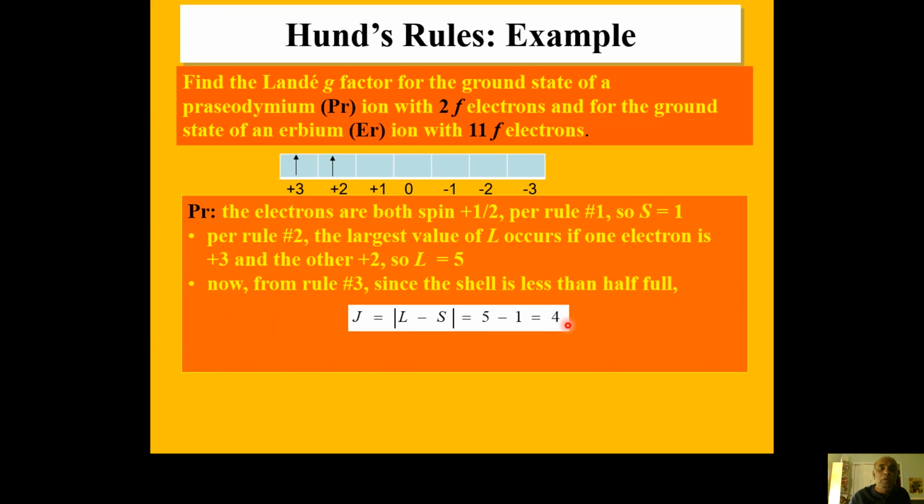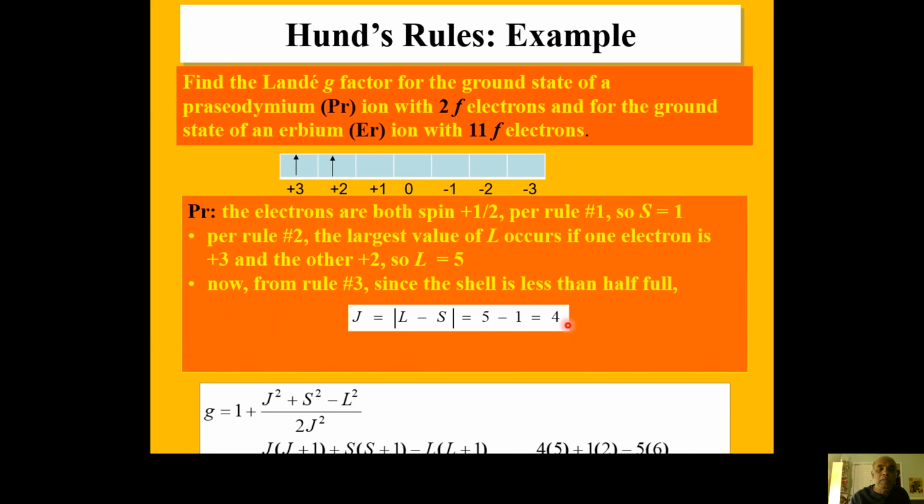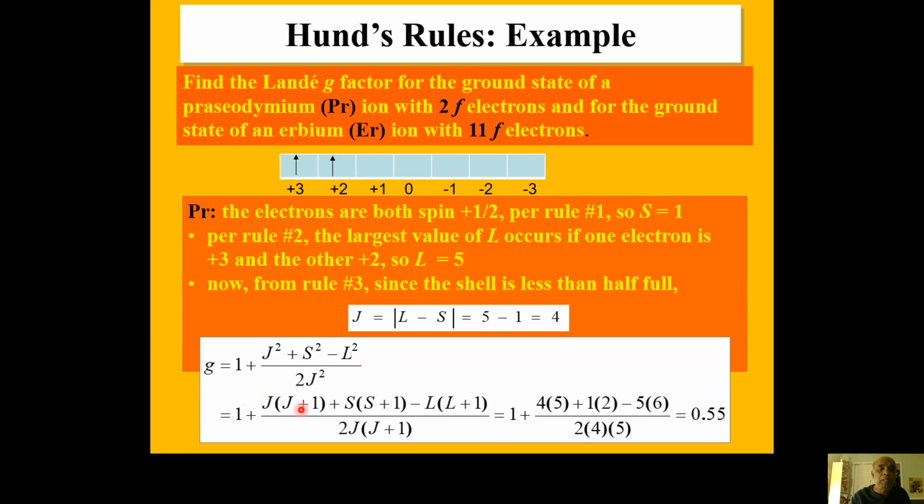Now, if you want, you can calculate your Landé g factor. Remember, the Landé g factor is given by this expression, 1 plus this whole thing. We now know J, L, and S, so just plug in those numbers. J is 4, so 4 times 5, and S is 1.